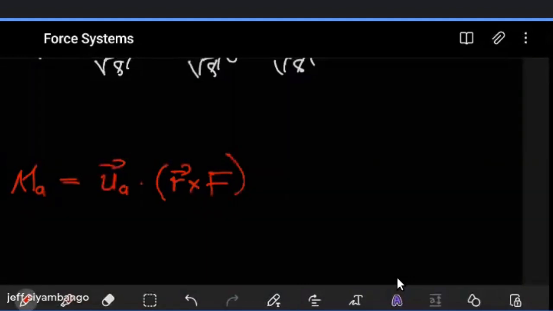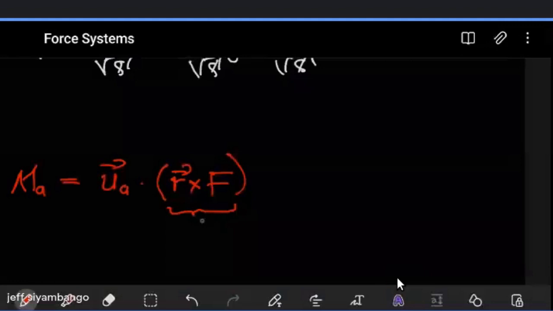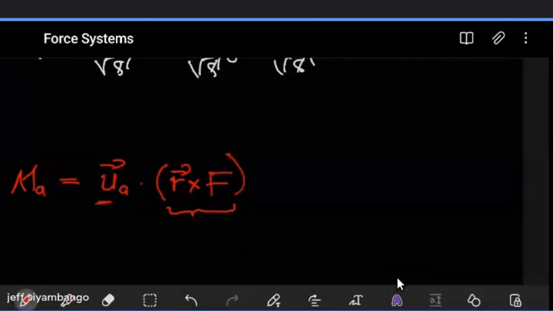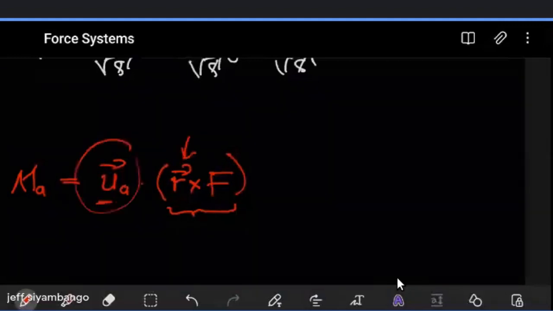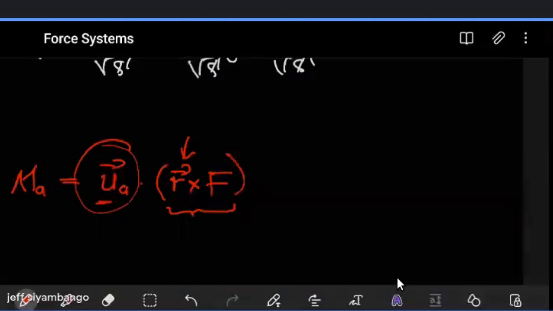So this part here is just determining the moment about a point. Once you get the moment about a point, take the dot product of that moment with a unit vector that points in the same direction as the axis. The only condition is that the point you use must lie along the specified axis. A good example is our current question.